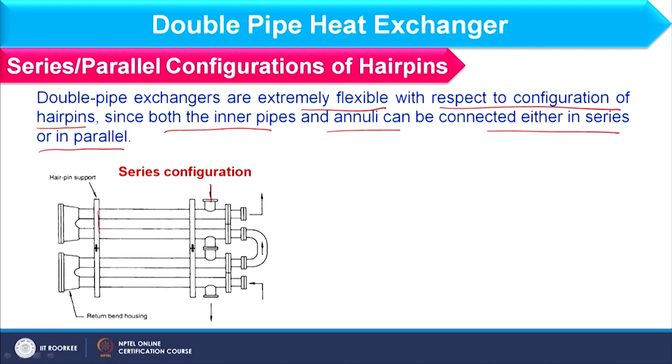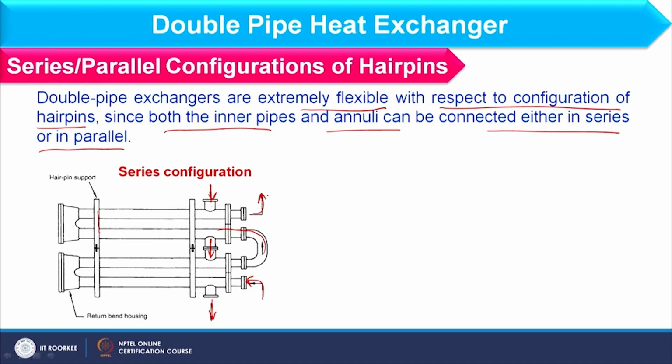Here the fluid moves in the annular side from this and then from this and then it exits from here. Similarly, in the tube side, fluid will enter from here and pass through this return bend and again pass through this and then it exits from here. It means the fluid exits from one bend and then enters another bend. In that way it moves in series. You can understand the series configuration.